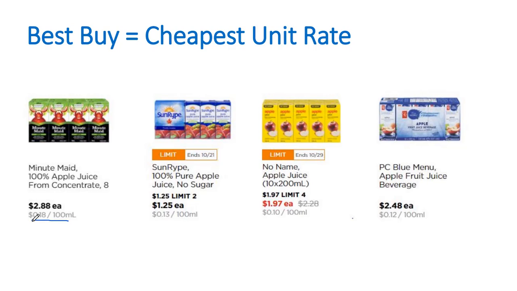So this is 18 cents per milliliter, 13 cents per 100 milliliters, 10 cents, and 12 cents. The unit rate can really give us the best deal, and we can see that the best deal is the 10 cents per 100 milliliters. These apple juice boxes are on sale, and so they become the Best Buy.